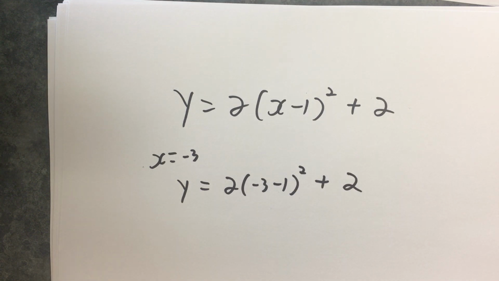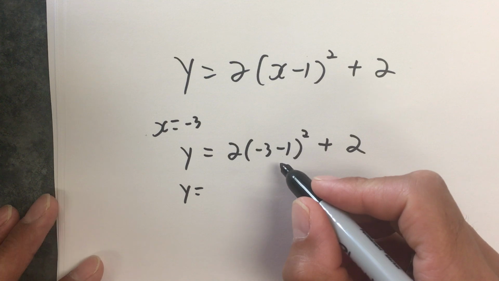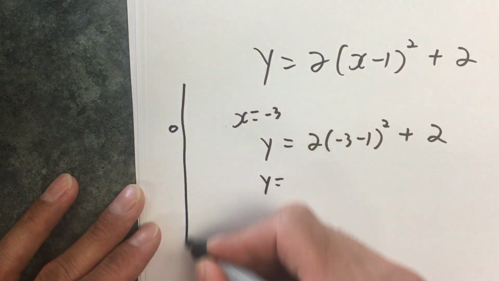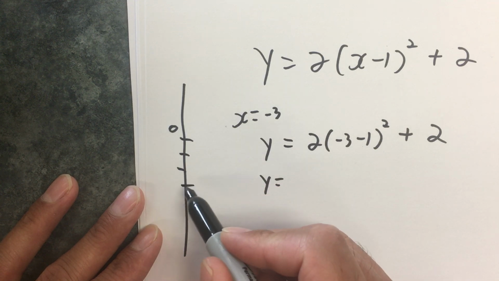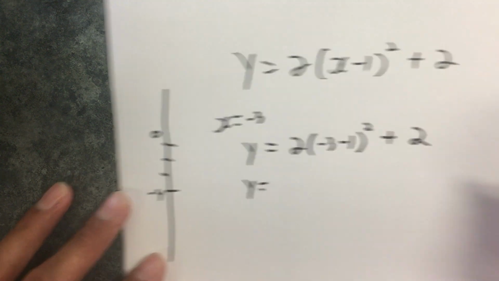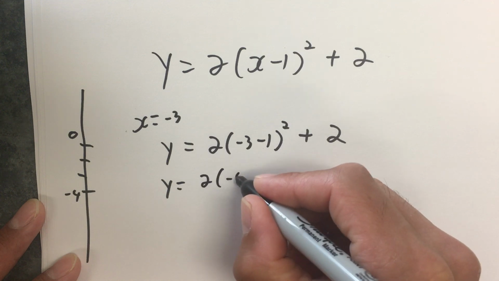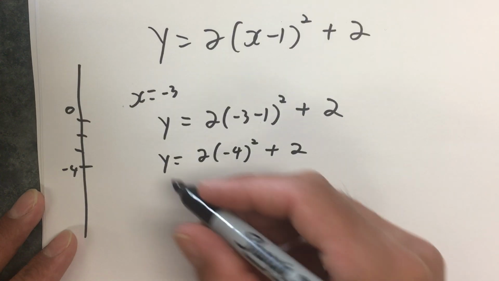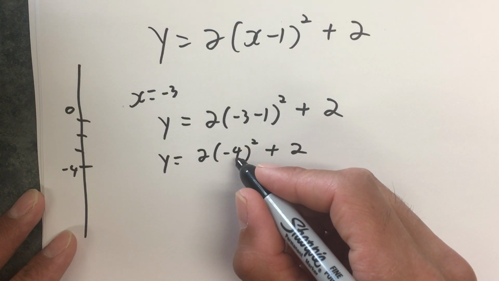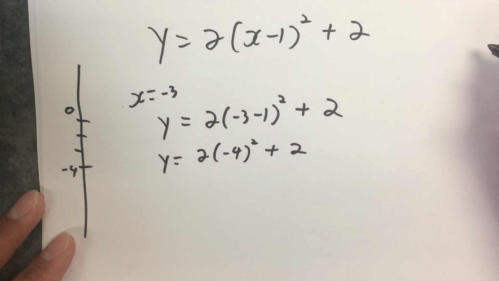Now I'm going to follow the usual order of operations for arithmetic to determine the value. I'll deal with the inside of the brackets first. If I was to start at 0 on a number line, take 3 steps back, then take 1 more step back, that puts me at -4. So -3 minus 1 is -4. So I've got 2 times (-4) squared plus 2. -4 squared is -4 times -4. Remember, negative times negative is a positive.